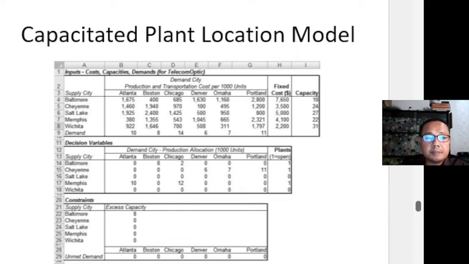While keeping the plants in Baltimore, Cheyenne and Memphis open, the total monthly cost of operating this network is $47 million. This cost represents a saving of about $3 million per month compared with the situation with Telecom One and Telecom Optik operating separate supply chain networks.